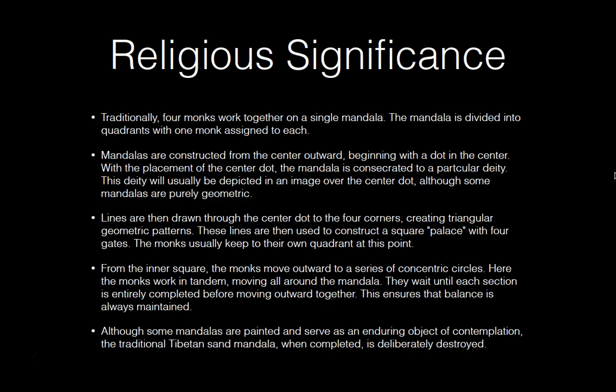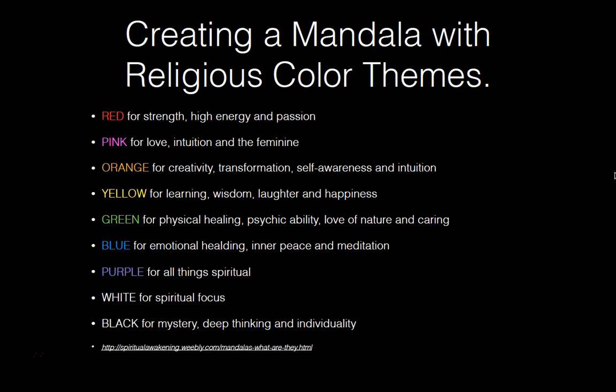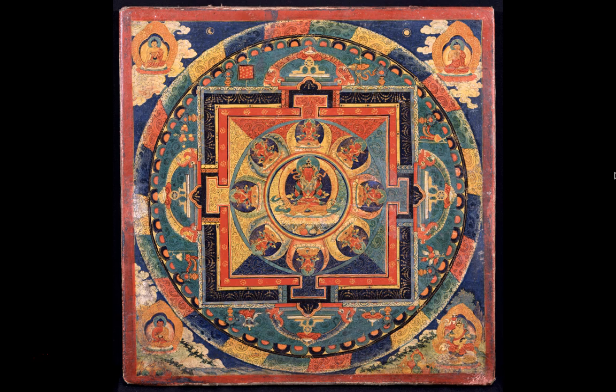So typically 4 monks will work together to create a single mandala. They divide into 4 quadrants, each monk working on their own, and they work together to come out. So they come from the center point outward, and they create the gates together. And there's a lot of symbolic energy around it. You can look at these colors, and there's also a link for other types of mandalas. You can see the T shape here.